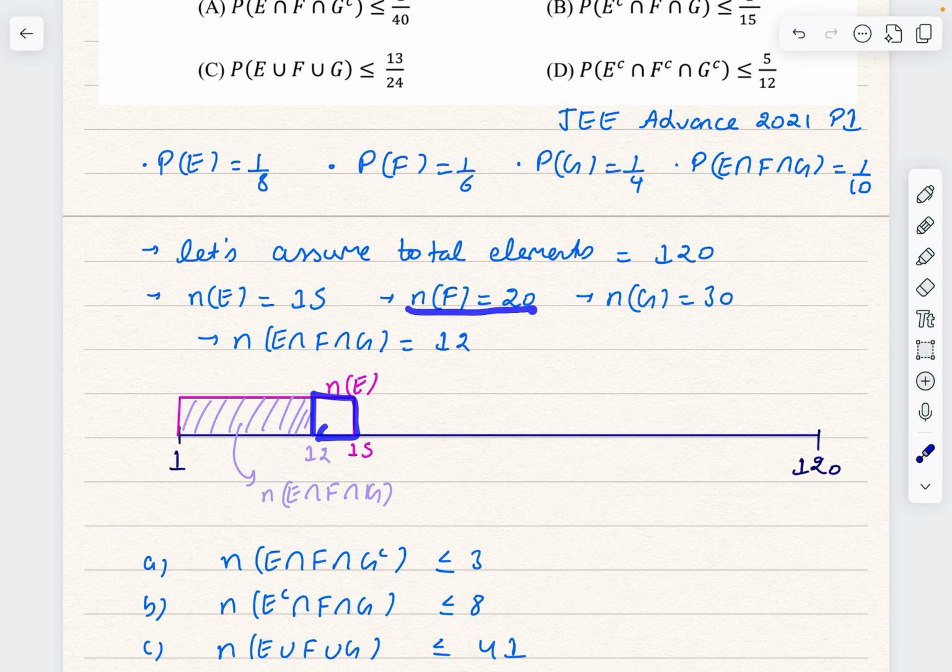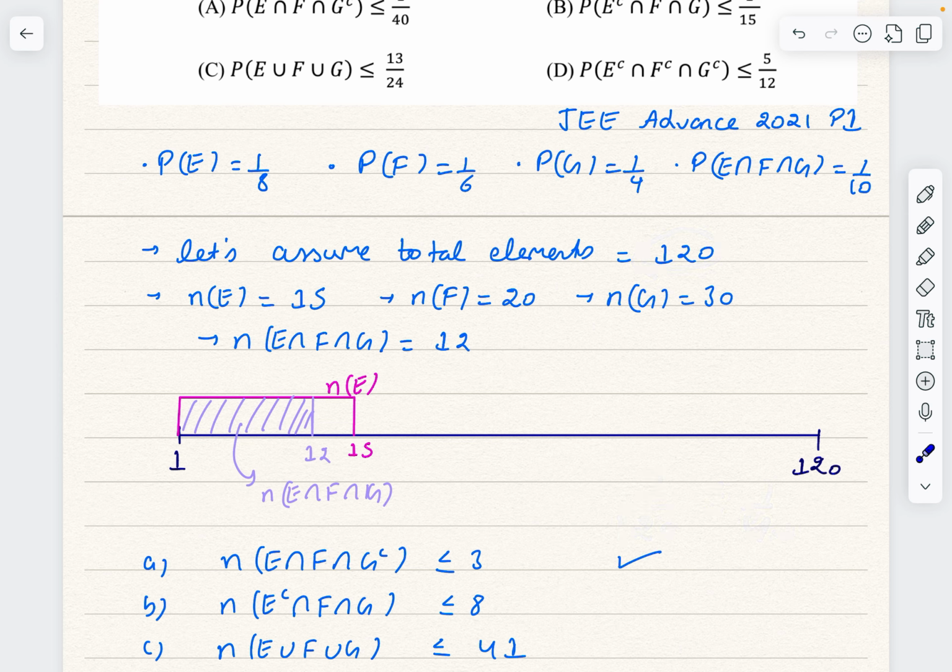F has 20 elements, 12 already gone here. So F has remaining 8 elements. That means those 3 elements of E can be common with F. And we cannot have more elements because E has only 3 elements left. So maximum number of elements which could be present in E and F without G is 3 only. And total elements are 120, so maximum probability will be 3 over 120, that will be 1 by 40. So option A will be correct.